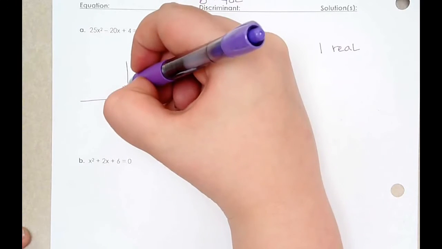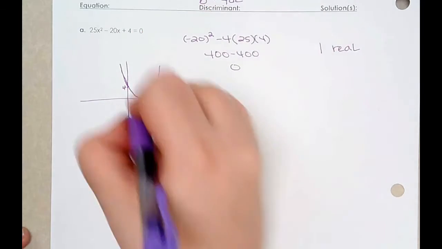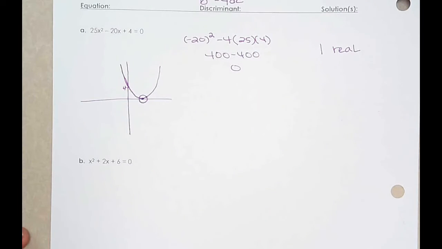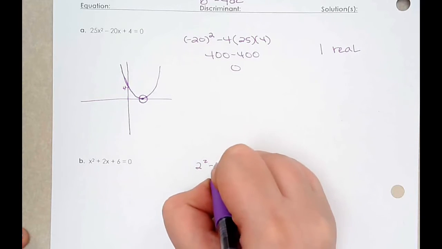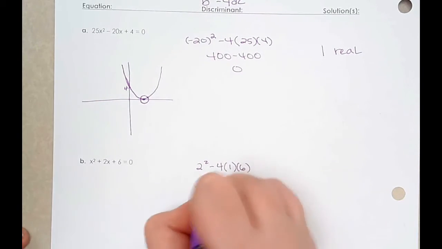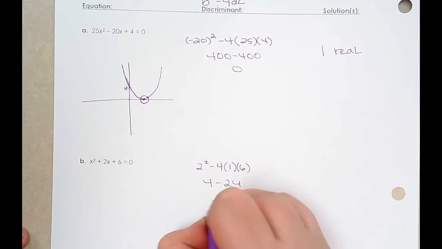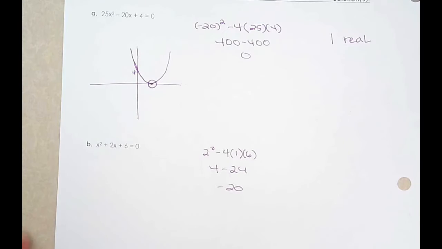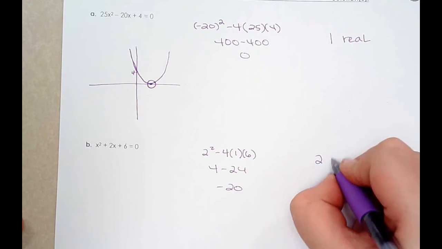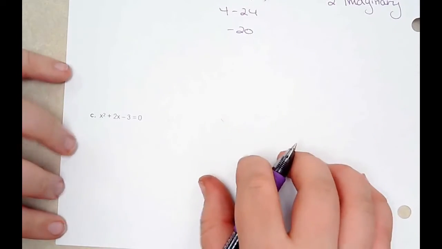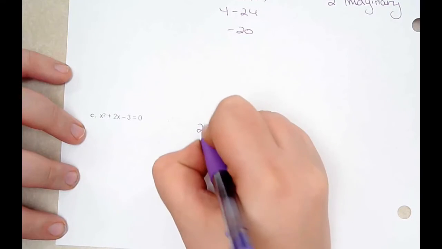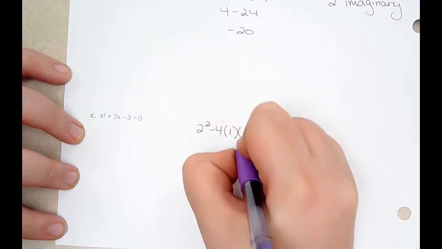Let's keep going. This discriminant is going to be 2 squared minus 4 times 1 times 6. It's going to be 4 minus 24. It's going to be negative 20. When the discriminant is less than 0, we have a negative inside our square root. So we're going to have imaginaries, or no reals, but most of the time two imaginary. And this is our last one. We're going to do b squared minus 4 times a times c. And here we get 4 plus 12, we get 16. This is greater than 0, so we have two reals.